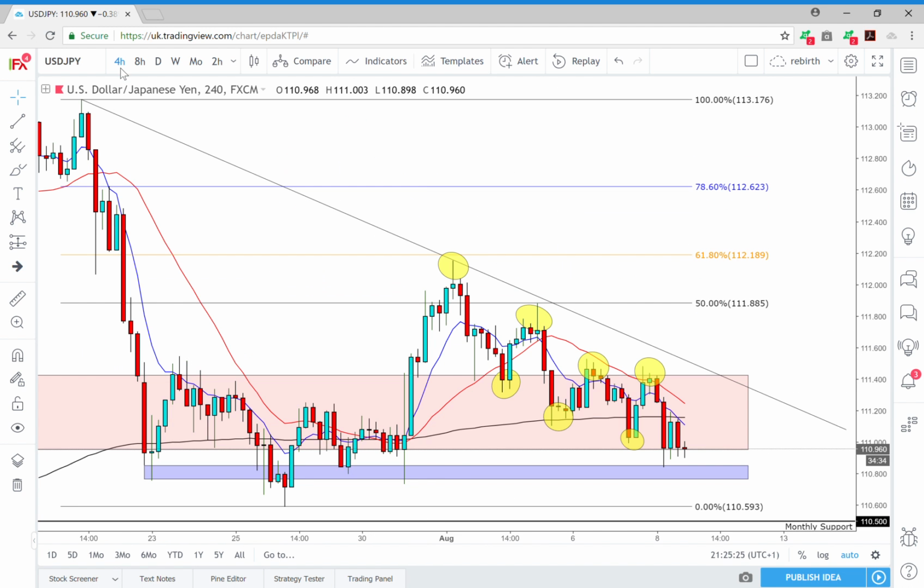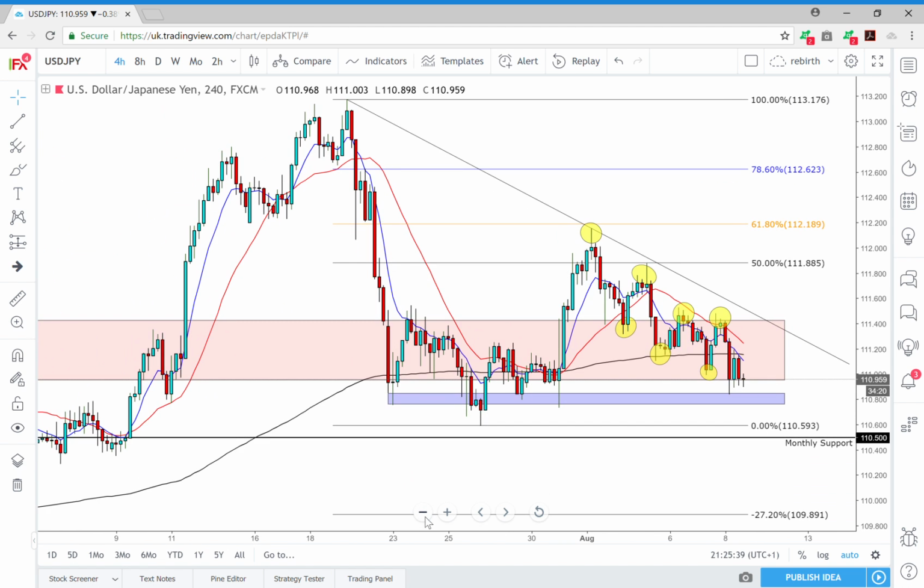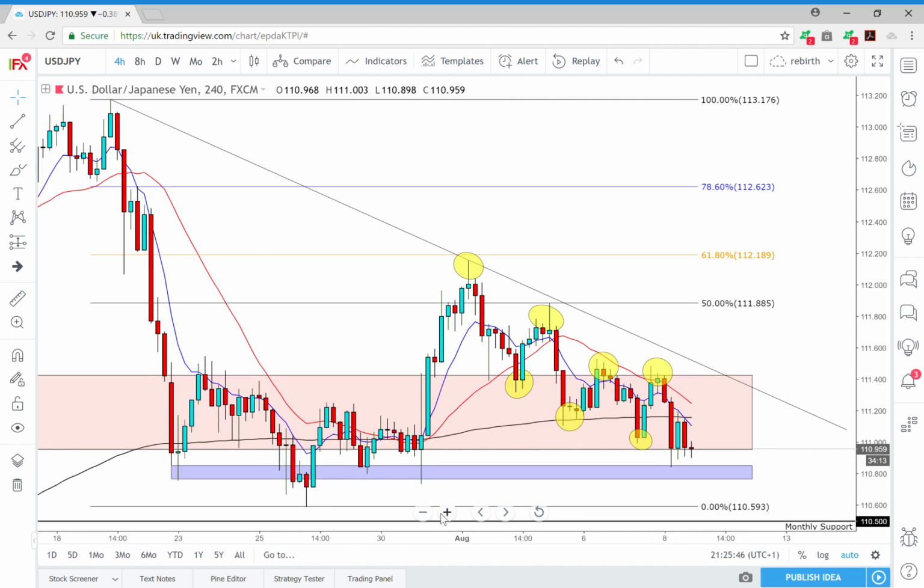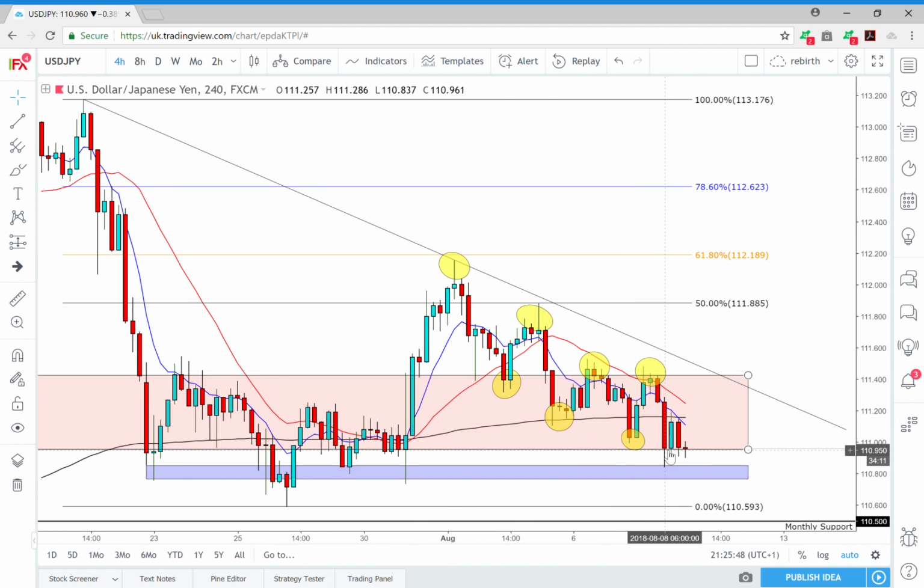On the 4-hour time frame, much the same, but the smaller moving averages do look to be crossing over the 200 EMA, which would suggest to us an overall trend reversal. However, we will need further confirmation of this, as we can still see price failing to break past. So this 110.95 region will be a 78.6%.